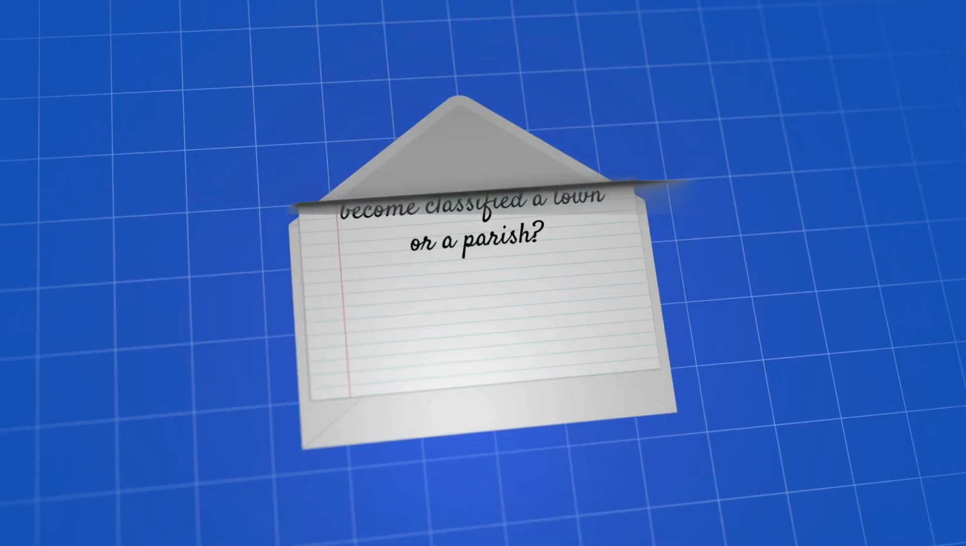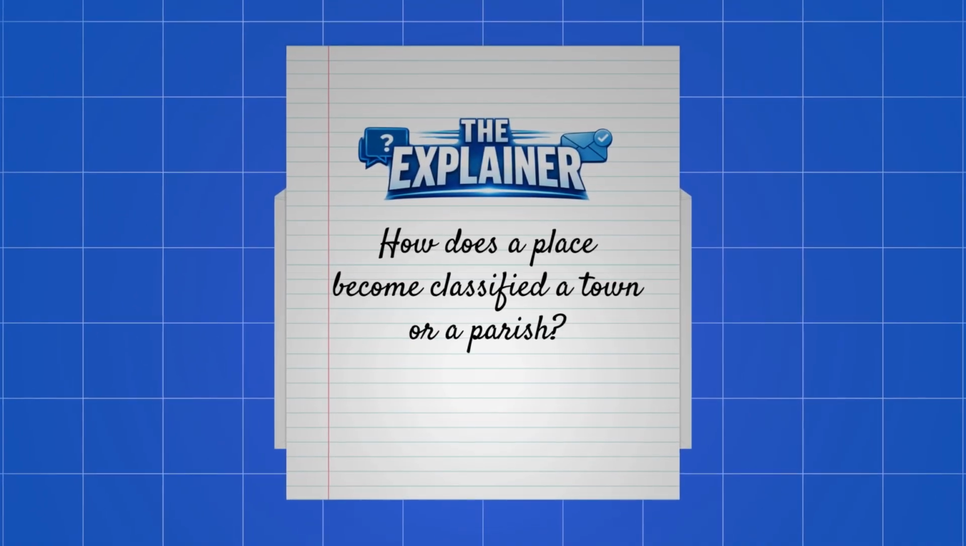How does a place become classified a town or a parish? Towns are generally classified by the Statistical Institution of Jamaica based on population density and commercial activity. They are usually areas with 2,000 or more residents. Parishes were historically created based on English settlement. The current 14 parishes form the basis of local government administration, with each parish having a municipal corporation.